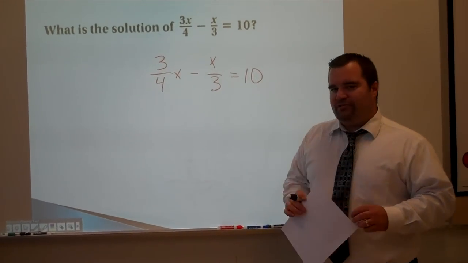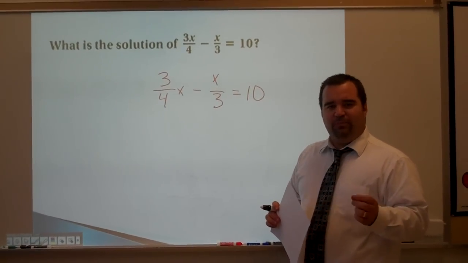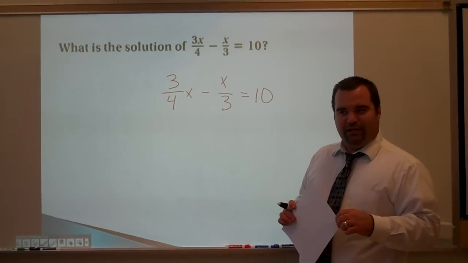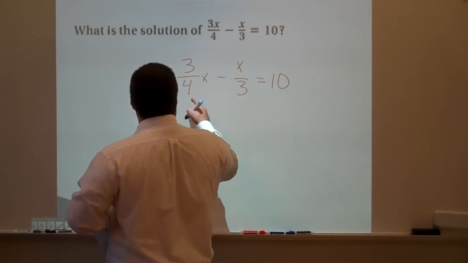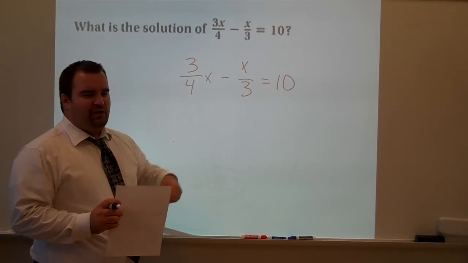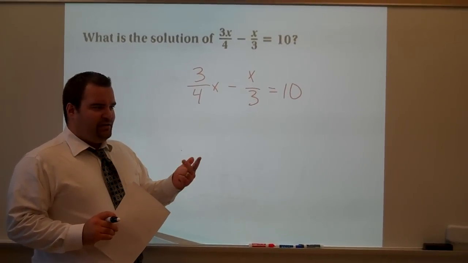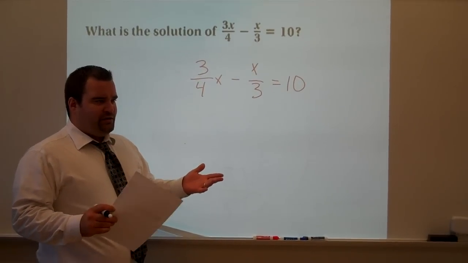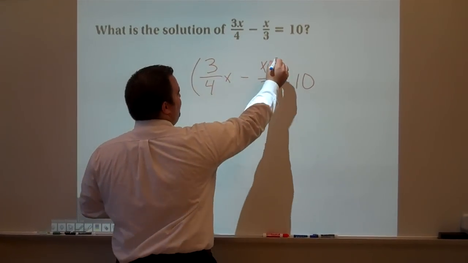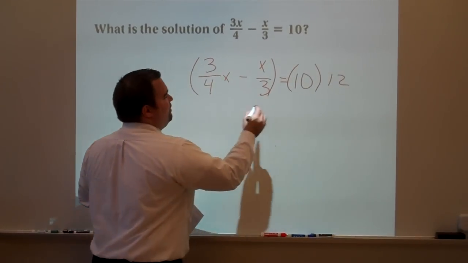Now, there's a couple different ways you can solve this problem. I'm going to teach you the way that the book shows it, which is actually pretty good. It'll help set you up for when we learn about quadratic equations here shortly. First thing I want to do is take a look at my denominators. I have a 4 and I have a 3. What is the least common multiple of those two numbers? 4, 8, 12, 16, 20, 3, 6, 9, 12. What I want to do to both sides of my equation, multiply by 12.